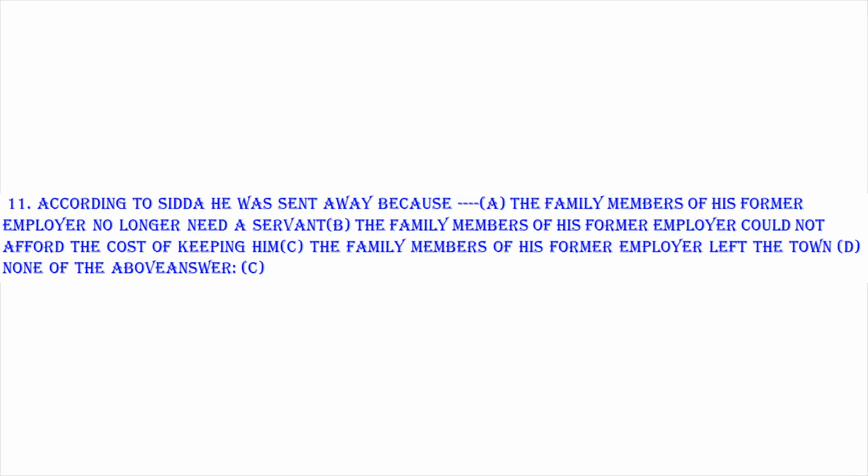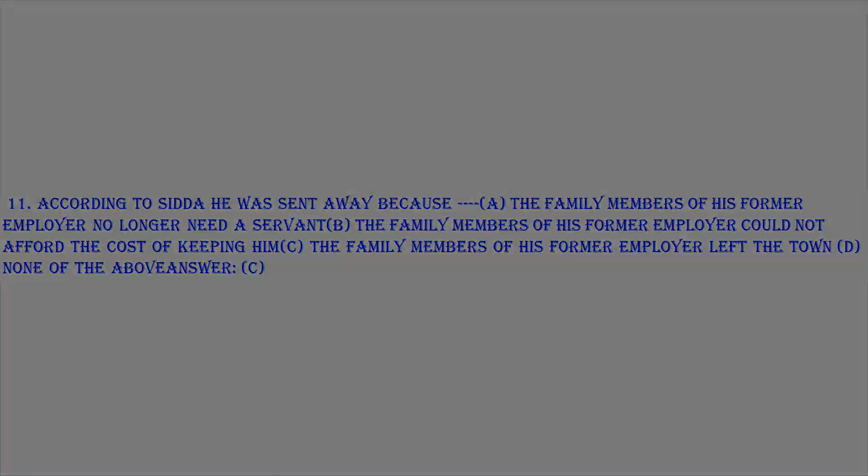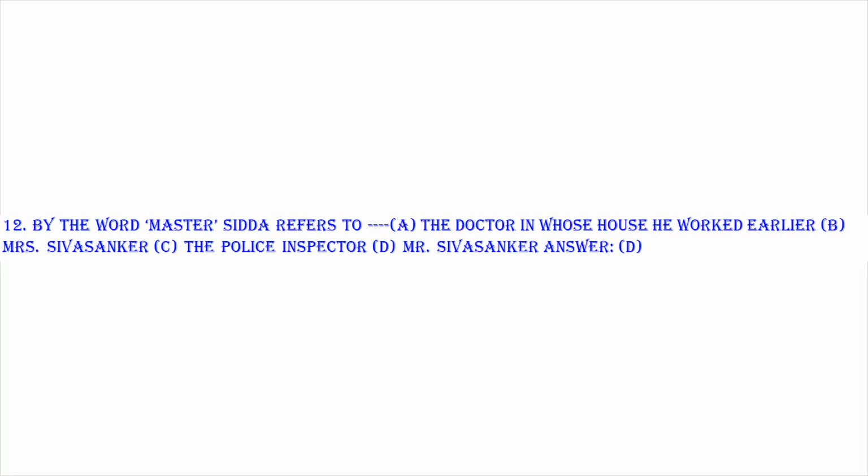11. According to Siddha he was sent away because A. the family members of his former employer no longer need a servant, B. the family members of his former employer could not afford the cost of keeping him, C. the family members of his former employer left the town, D. none of the above. Answer, C. 12. By the word master Siddha refers to A. the doctor in whose house he worked earlier, B. Mrs. Shivasankar, C. The police inspector, D. Mr. Shivasankar. Answer, D.